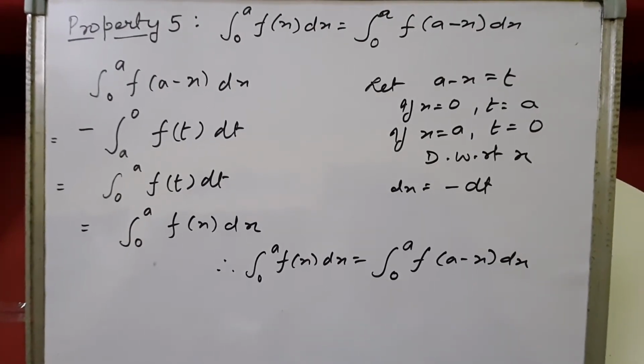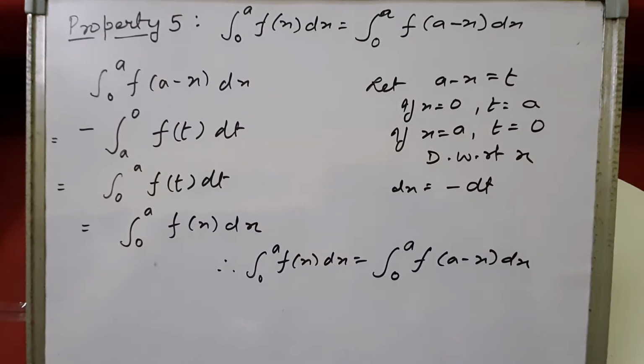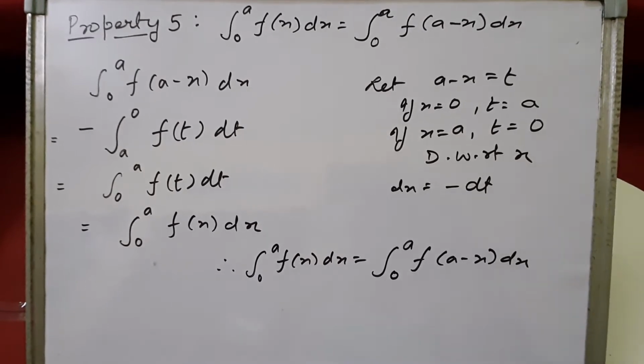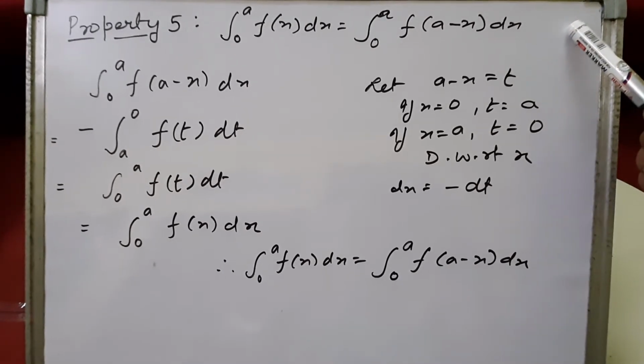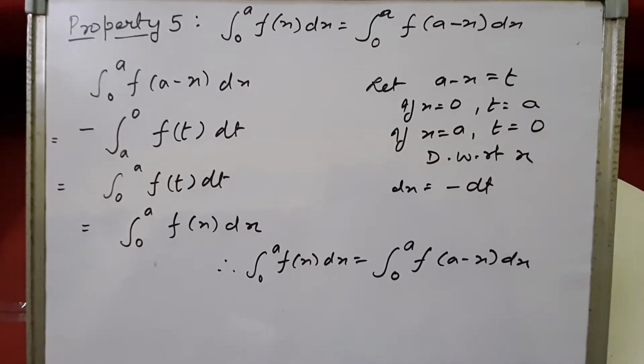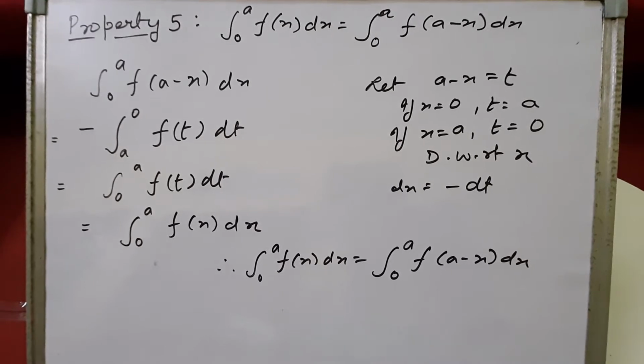Okay children, let's see another property. Property 5. In this property, it is given that integral from 0 to a of f(x) dx equals integral from 0 to a of f(a minus x) dx. Again, we will be solving the right hand side and try to prove it equals the left hand side. Integral 0 to a of f(a minus x) dx.